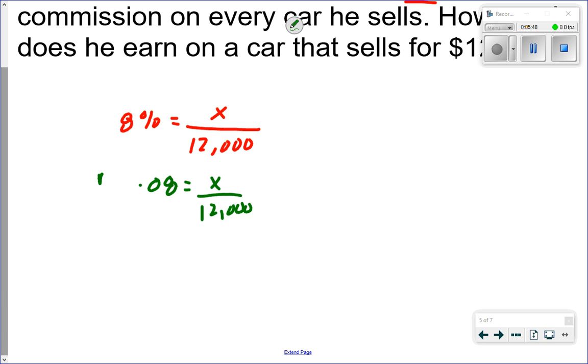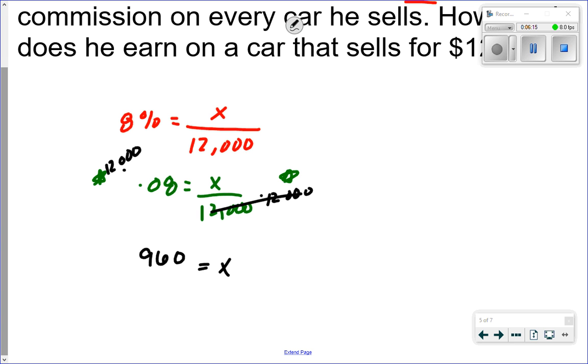So this is the formula I'm going to work off of. Now I'm solving for x, but x is on the top of the fraction, so that means I need to move that 12,000 over to the other side. And I'm going to do that by multiplying. So that crosses out, I'm just left with x. And then in my calculator, I need to do 0.08 times 12,000, and that is 960.